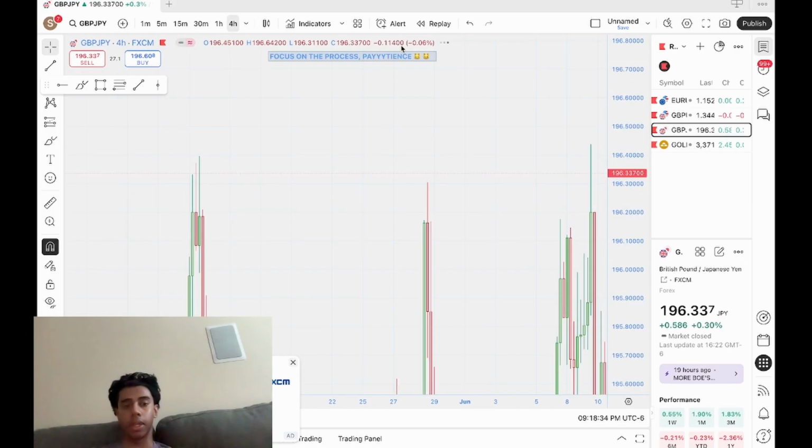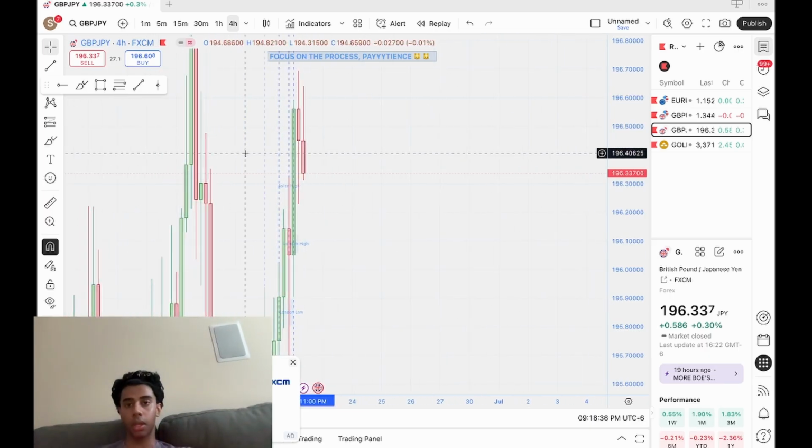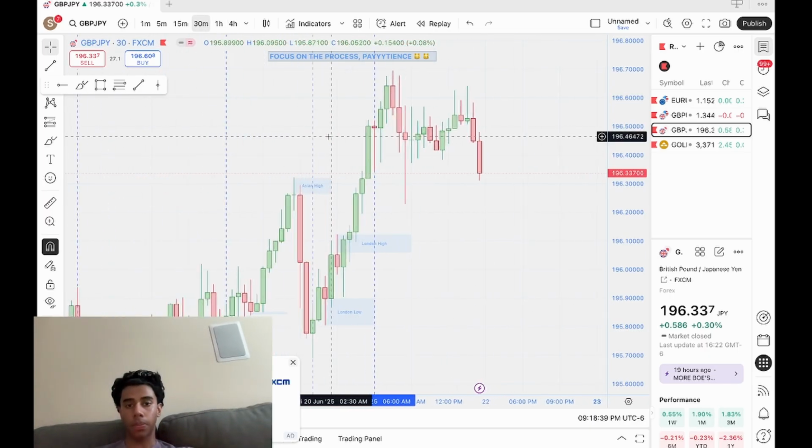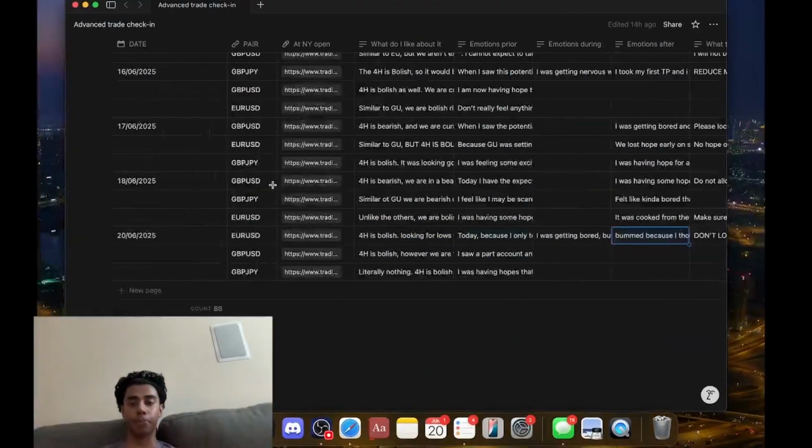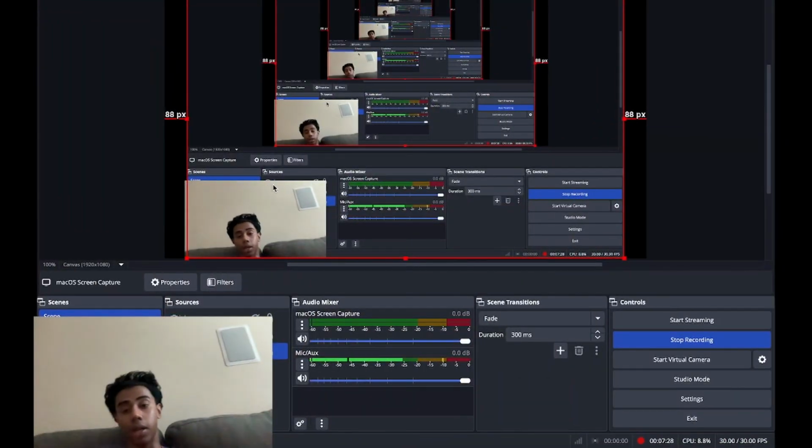GBP JPY, I had no idea what was going on. 4 hour was bullish. The Asian highs were taken, London highs were also taken, so there was nothing I wanted to go long off of because there would be no targets to take, you know what I'm saying? So I didn't take anything on that. Honestly, it was a decent day, pretty boring.